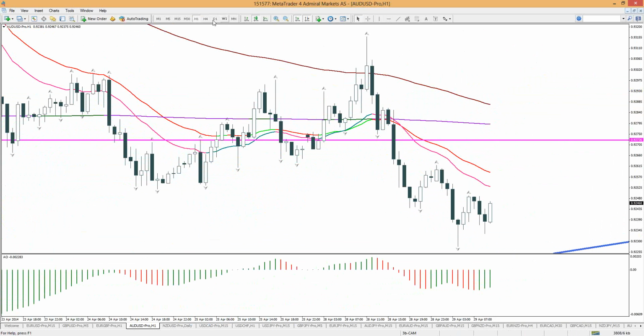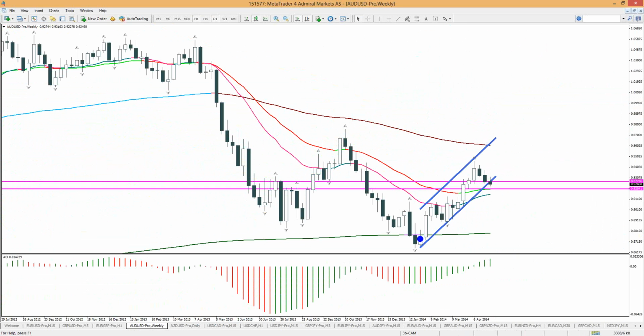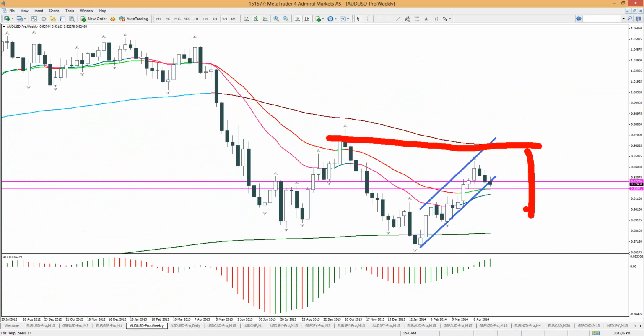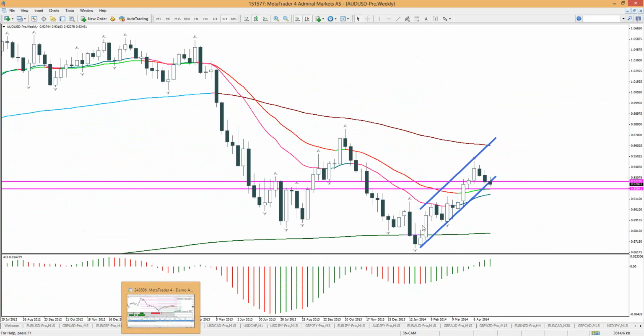Not to say that all resistance is out of the way, but if you look at the weekly, you can see that this is definitely an uptrend channel. That's looking bullish, doesn't it? We do have some resistance above it. That could definitely act as resistance and send this back down. I'm not saying it will, but at the moment, it's looking more bullish. However, the Kiwi is different.